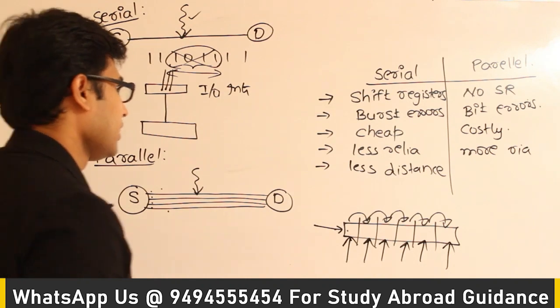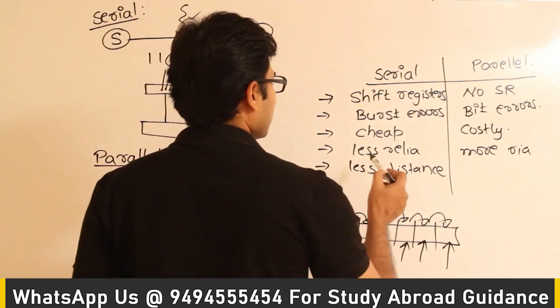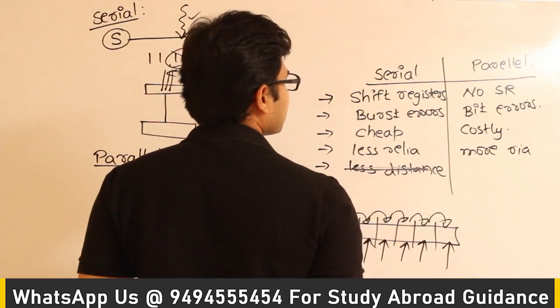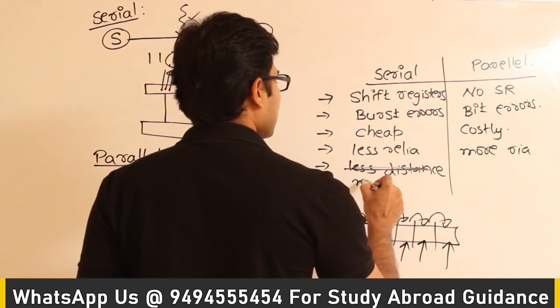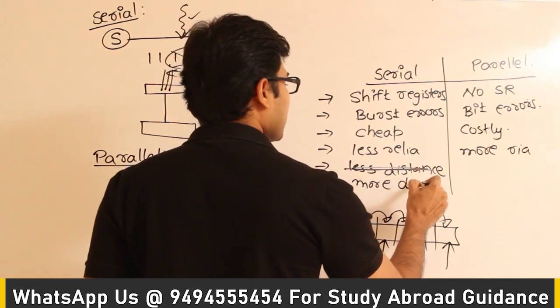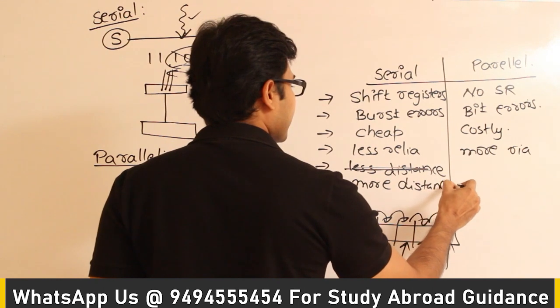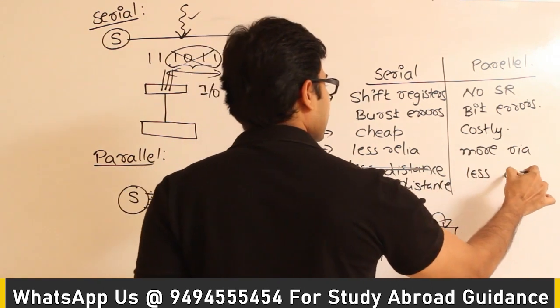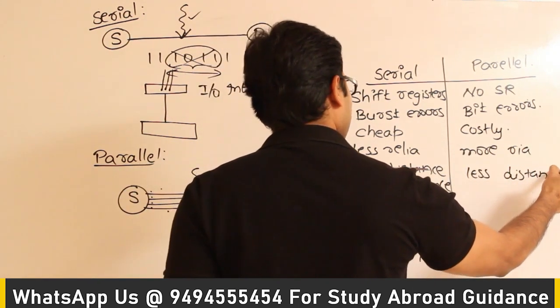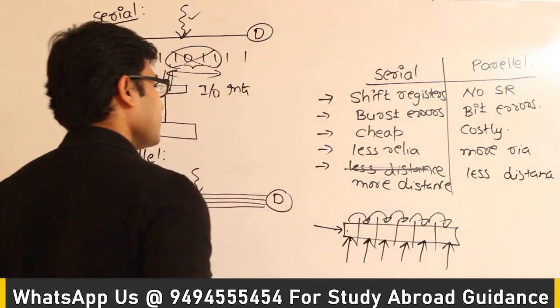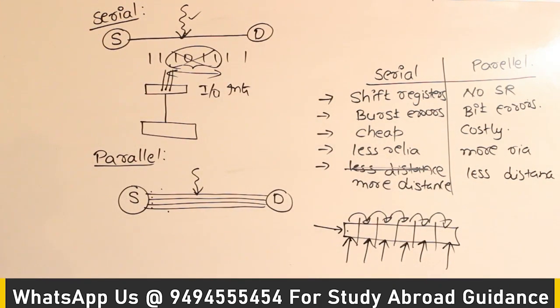do with this, right? And serial is used for more distance. If you want to cover many kilometers, then we generally go with serial, because it is less costly. If you want to cover a less distance like CPU and memory and all that, then we are going to have this one, parallel mode.